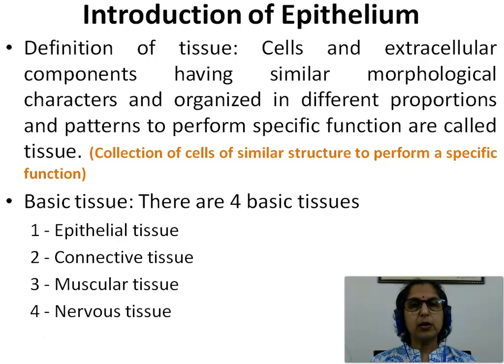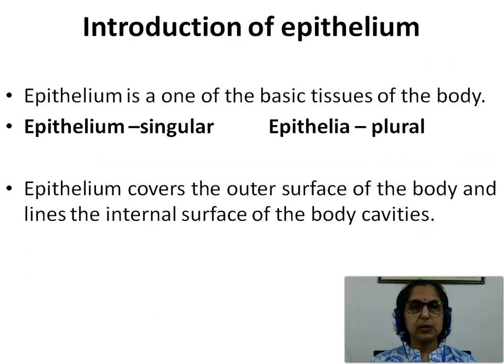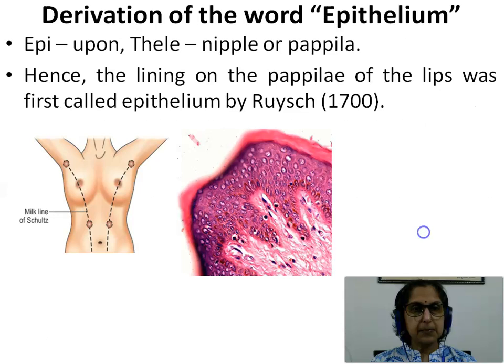And as we know, there are 4 basic tissues in the body: epithelial tissue, connective tissue, muscular tissue and nervous tissue. So epithelium is one of the basic tissues of the body. Singular epithelium, plural is epithelia. Epithelium covers the outer surface of the body and also lines the internal surface of all the body cavities.